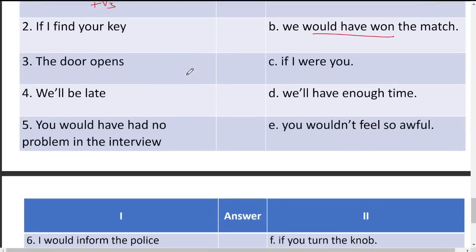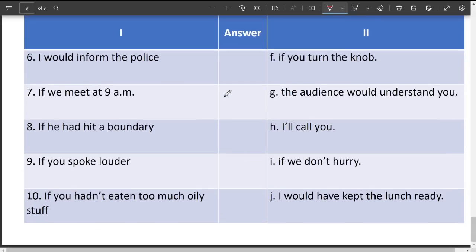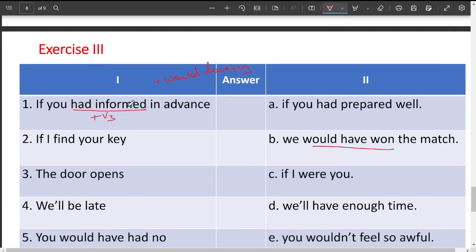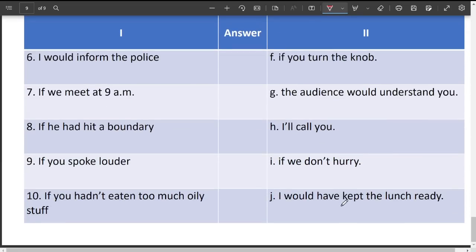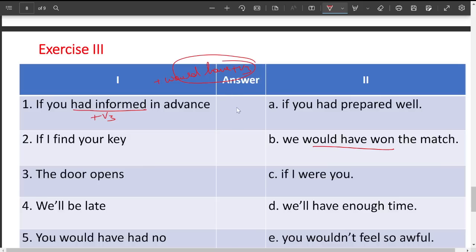No, not possible. Wouldn't feel so awful. No, not possible. Look at any other one. We don't call. Who would understand you? Not possible. We would have kept the lunch ready. Once look at this sentence carefully. If you had informed, if you had informed in advance, if at all you had informed in advance, then I would have kept the lunch ready, right? So this is meaningful, and also this satisfies the rule that we have. So in the first case, we need to go with the J.